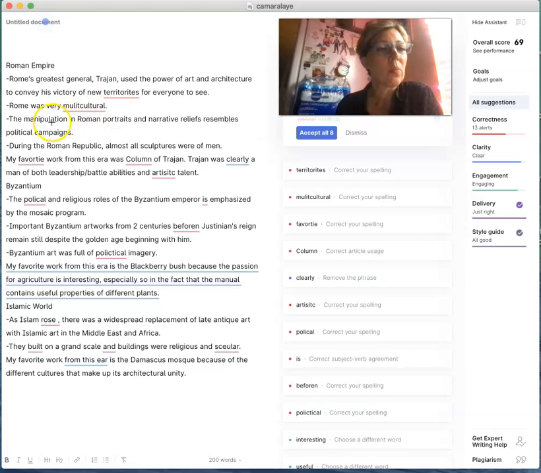Okay, this is good. Yes, that's good. Very nice. Okay, good. Yeah. Okay. This could be expanded on, say, you know, such as what? What political image did you see from Byzantium?